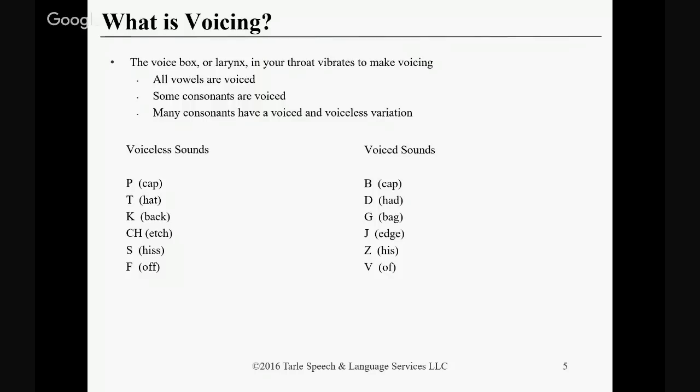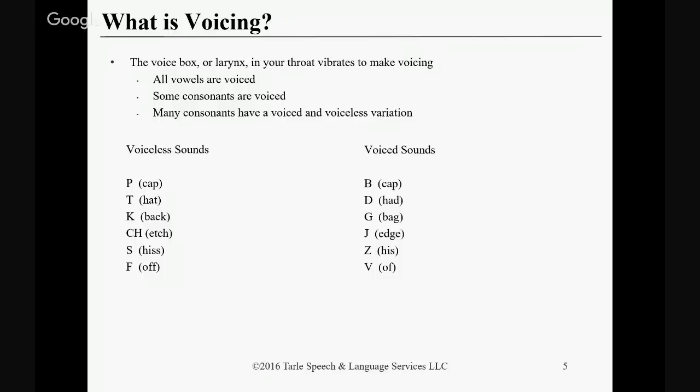One little thing, voicing. So right here, cap, the C and the A, the ca, it's exactly the same here, cap. Oh, I need to fix this. I just saw a mistake. That should be a B. So we have cap and cab. Let's look down here so you don't get confused. Sorry about that mistake. Hat, had. Hat, had. The only difference here is the voicing.